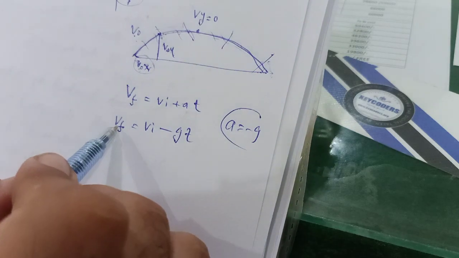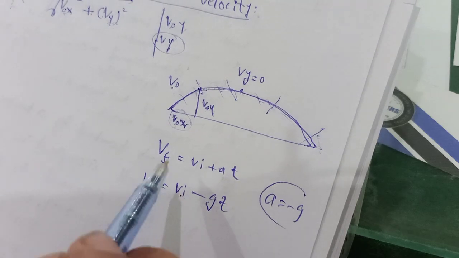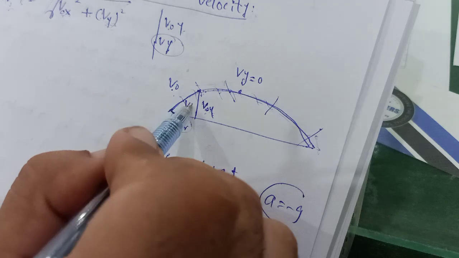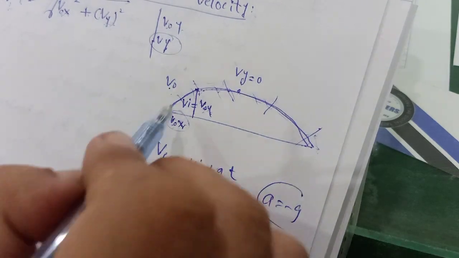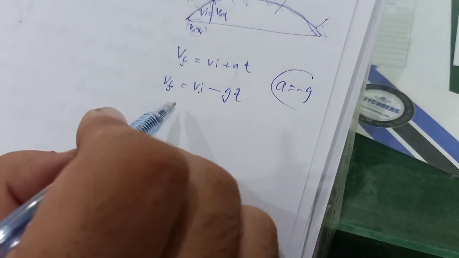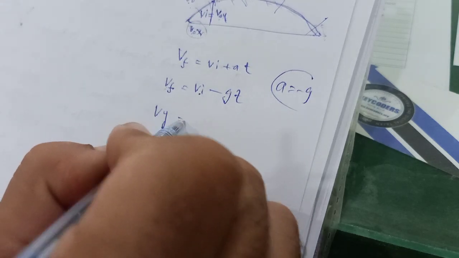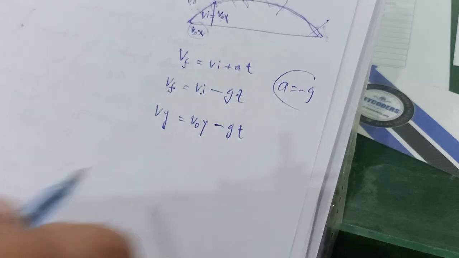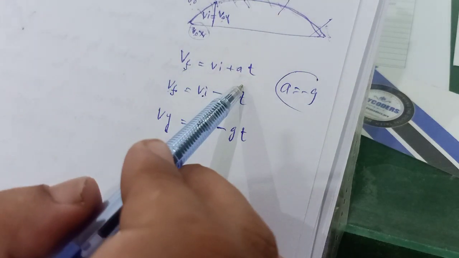Now, the final velocity and the initial velocity here mean the velocities along the y-axis. So remember, the initial velocity in the y-axis is v0y. The final velocity in the y-axis is vy. So put the values over here. Final velocity is vy, the initial velocity is v0y, and minus gt as it is. Is that clear? Let me repeat.